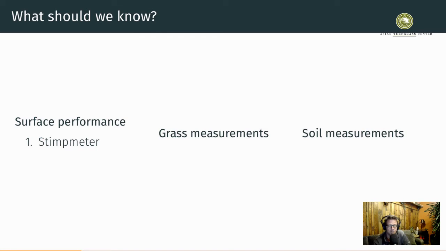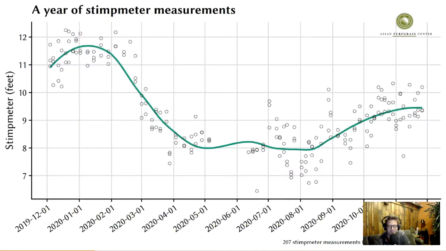Starting with the stimpmeter, which is quite useful because grass is mown short. It's mown at 3 millimeters only for the purpose of having a good green speed, a putting surface where the ball will roll well. If we didn't need green speed, with greens mowed at 12 millimeters, half an inch, it would not be so useful for me to measure the stimpmeter. I recommend doing it at least once a week.